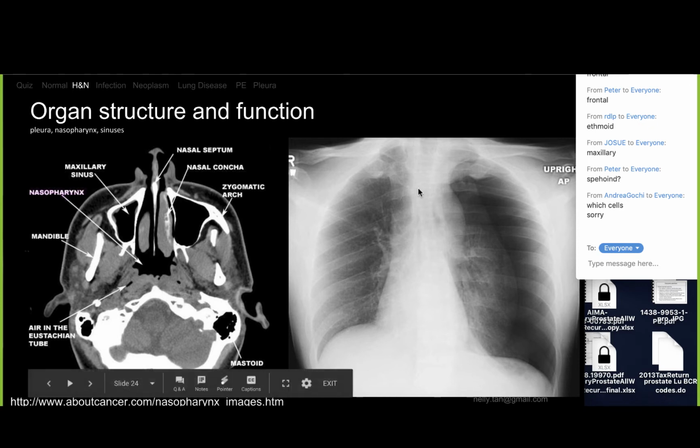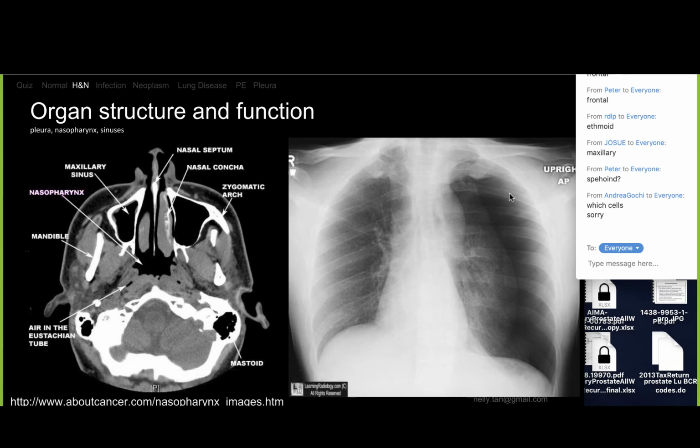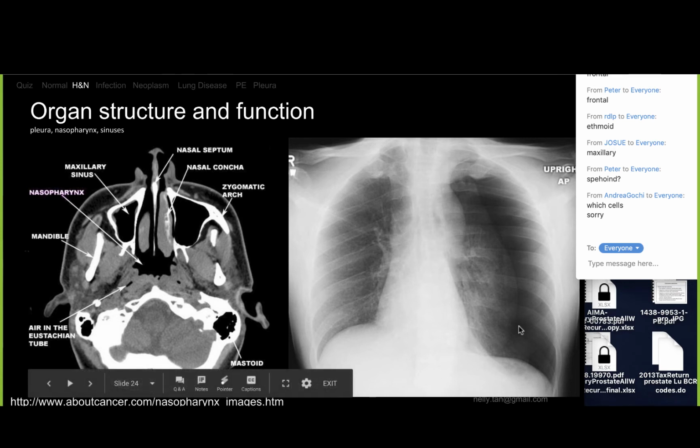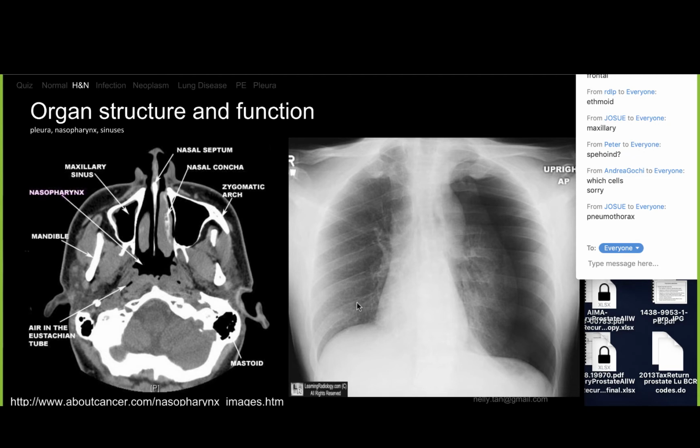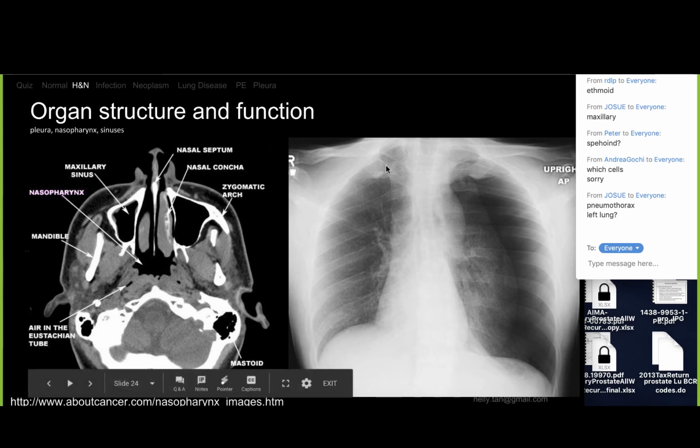So this is a frontal radiograph of the chest, and I'm trying to outline the pleura here. What is abnormal about this image, if you see an abnormality? Or is it normal? Pneumothorax. Okay, so where do you see the pneumothorax? Right, left. Good.